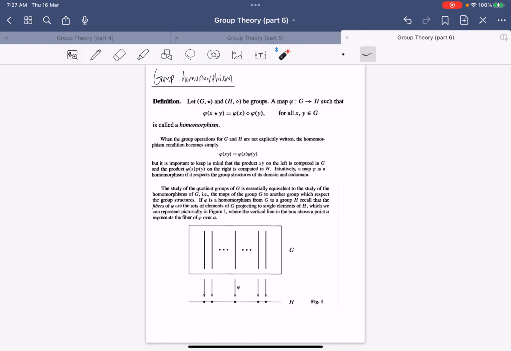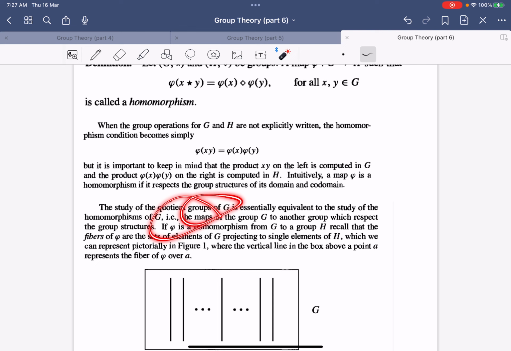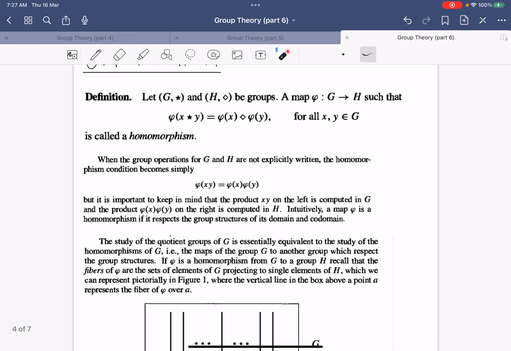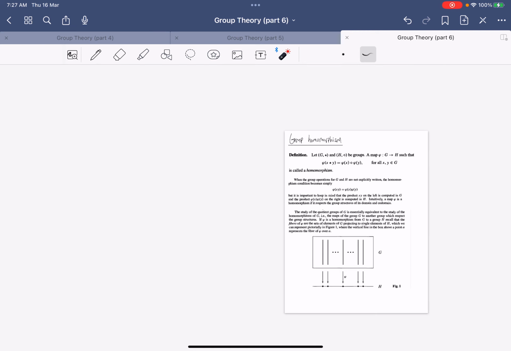What we want to move on to now is what is known as group homomorphisms, and really, as the author puts it, the study of quotient groups is equivalent to studying how these homomorphisms of G work. And what is a homomorphism? A group homomorphism is a map from G to H such that it respects the operation. Meaning you take x star y and then apply phi, it's the same as phi of x diamond phi of y. So what you're saying is that it respects the group structure in both the domain and codomain.